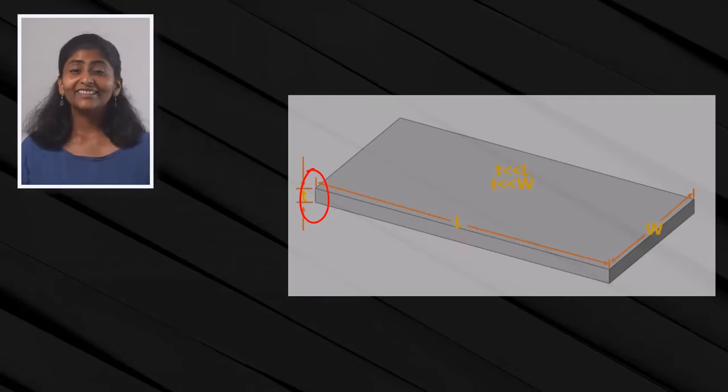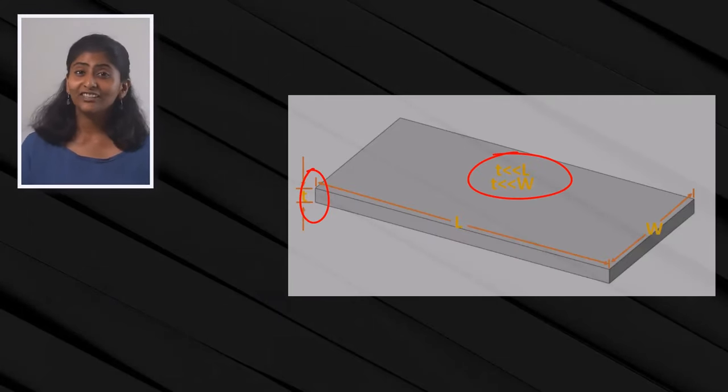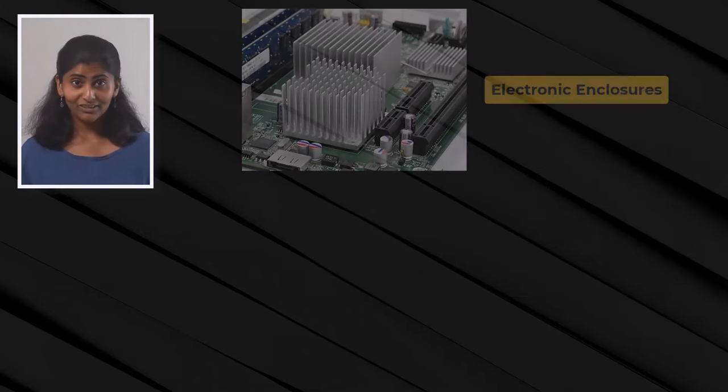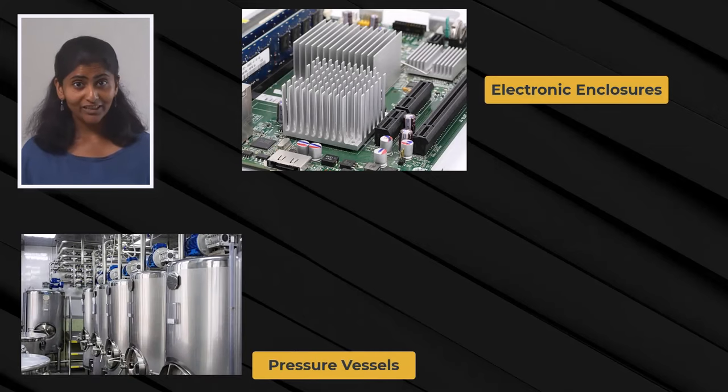Structures whose thickness is significantly smaller than the other two dimensions are referred to as thin structures. There is no rule of thumb, but one guideline for designating a structure to be thin is when one dimension is 10 times smaller than the other dimensions. Many of the devices and equipments that we see in daily life can be categorized as thin structures. Some of the examples are electronic enclosures, pressure vessels, fuel tanks, etc.